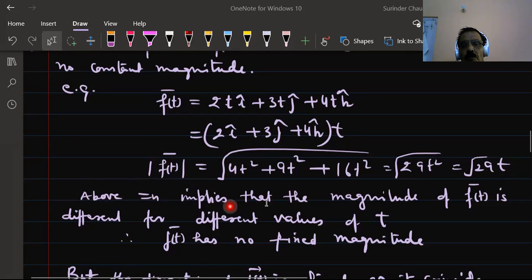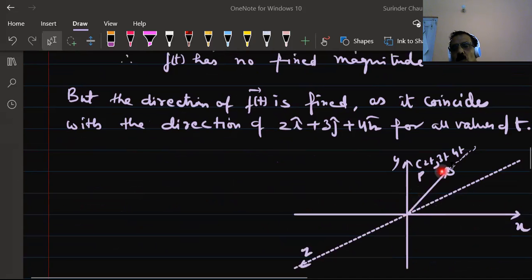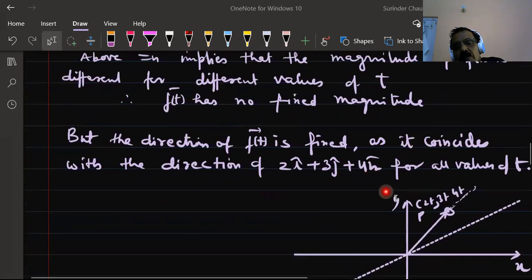The above equation implies that the magnitude of F(t) is different for different values of t. Therefore, F(t) has no fixed magnitude. But the direction of F(t) is fixed, as it coincides with the direction of the vector 2i plus 3j plus 4k for all values of t. If you increase t, the magnitude increases but in the same direction. This is a vector whose magnitude is not fixed but direction is fixed.